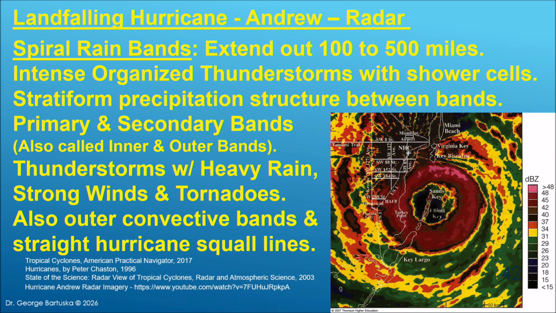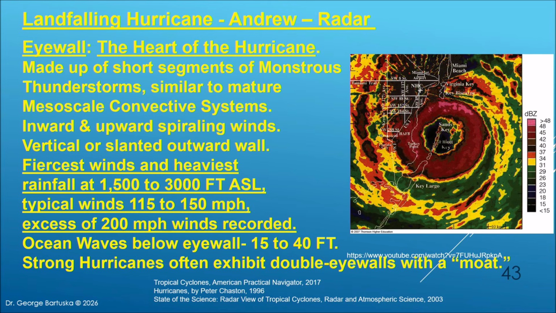So when you think of a squall line out Midwest, you think of a line of thunderstorms. Here, that line of thunderstorms is what the rain bands are. Now, the eye wall. In the middle of the hurricane there is an eye, but that reddish part around the eye that looks like a big donut, that's the eye wall. That's the heart of the hurricane, made up of short segments of monstrous thunderstorms, similar to a mature mesoscale convective system that we talked about last time.